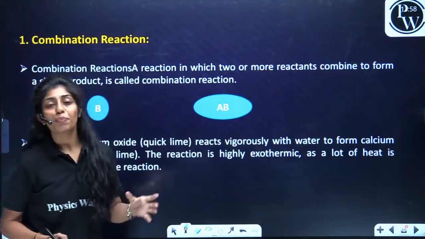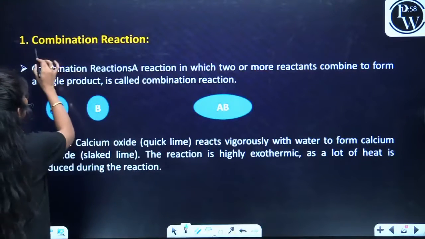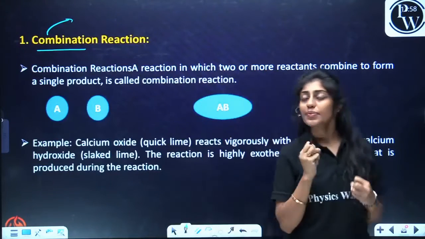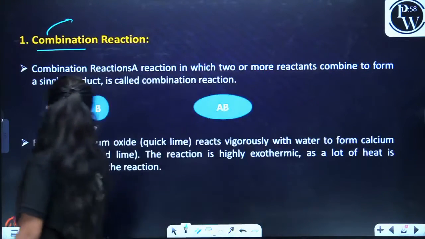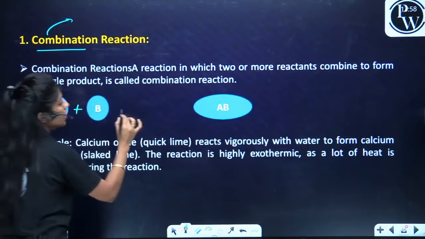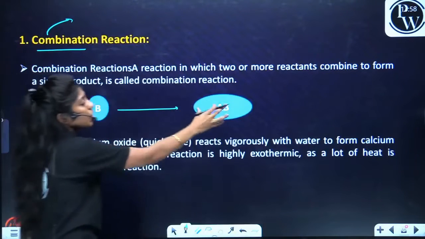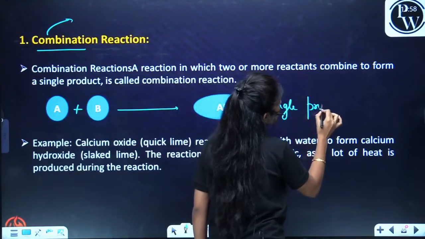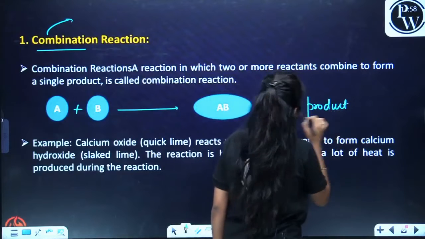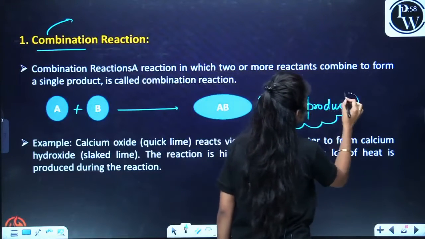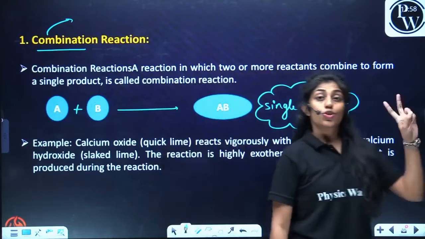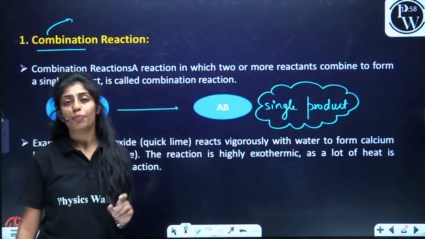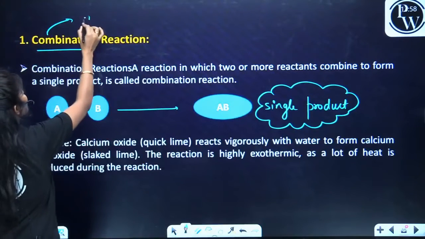So we are up to combination reaction. So what is a combination reaction? As the name suggests, combine. Something to combine. So basically we have two tiny reactants, one and two. They both combine together in order to form a single product. Single product. These are the key points you always need to recall. Two or more reactants giving you a single product, that is the combination reaction. And we also call it a synthesis reaction.